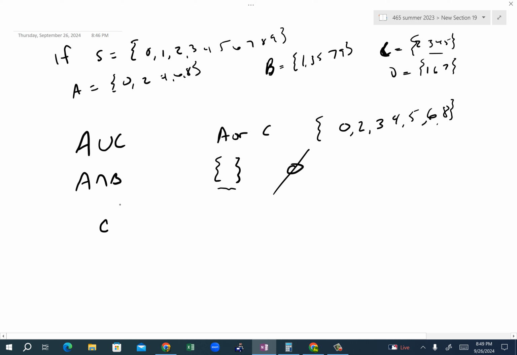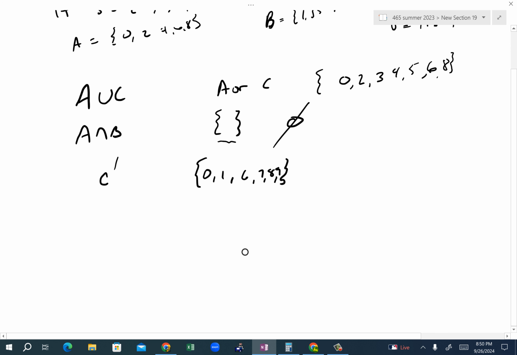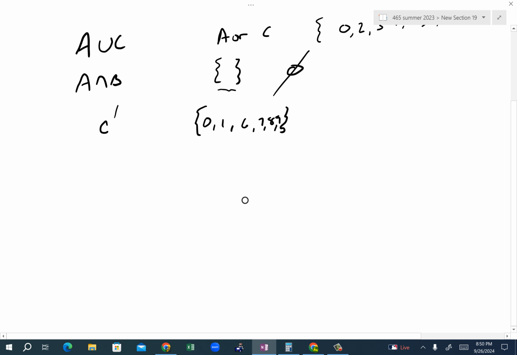How about C complement? That is something we did not talk about in class tonight. Sometimes some books will write it like this, and some books will write C complement like that. Don't really care. Your book chooses to use it that way. The complement of C is everybody but what's in C. So you need 0, 1, 6, 7, 8, 9. That takes care of everybody else that's not in C. That's another way to say C complement is not C.